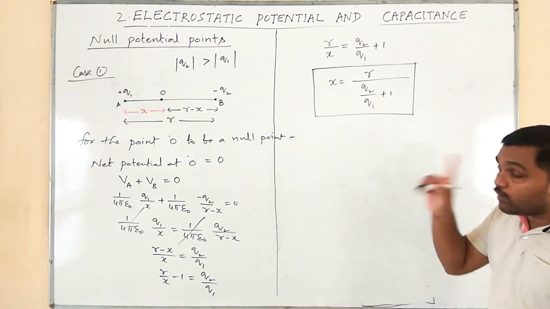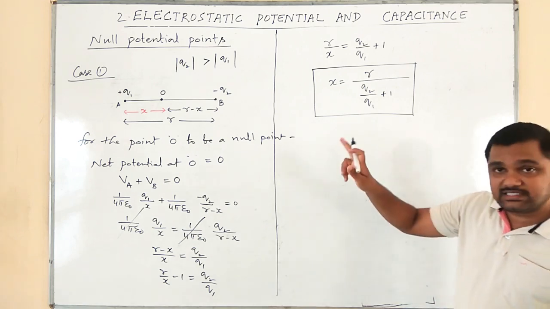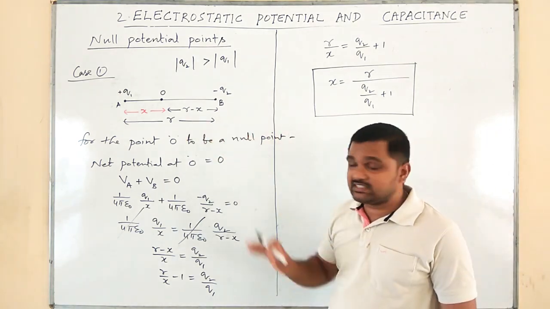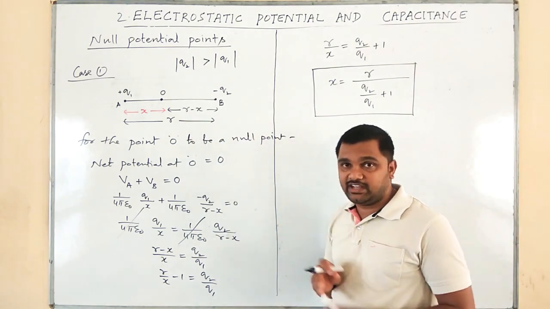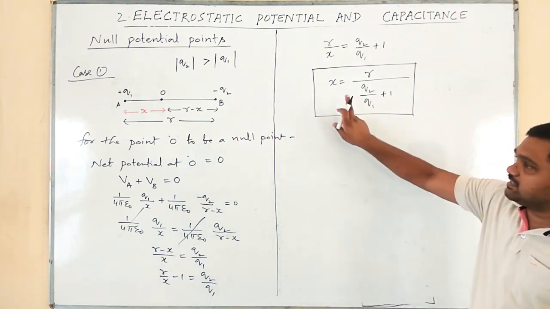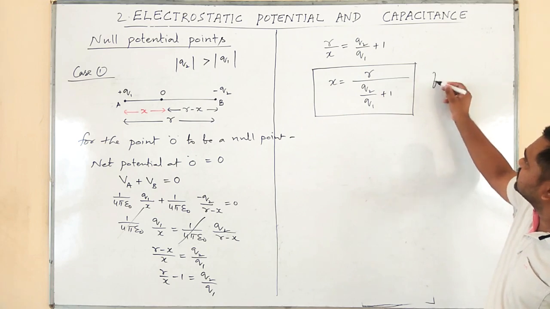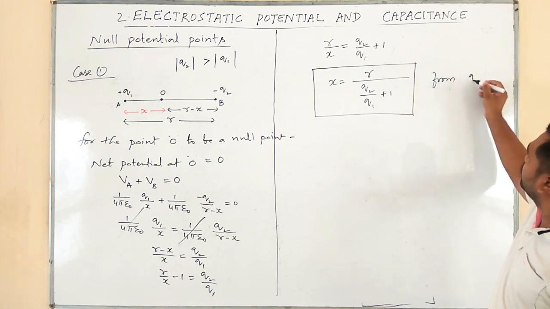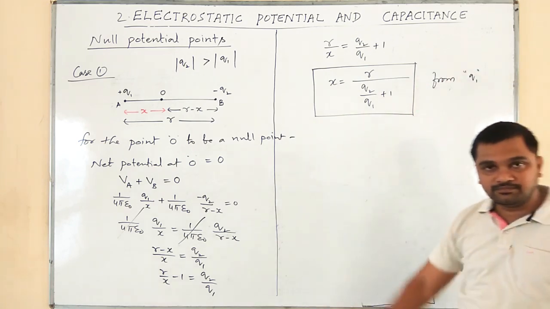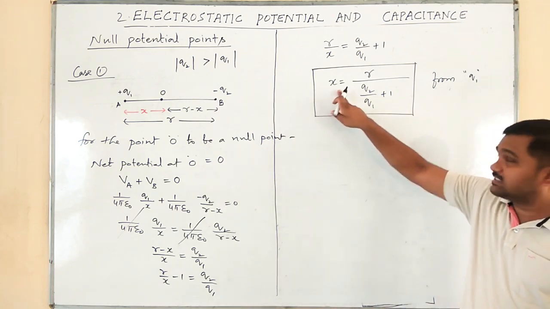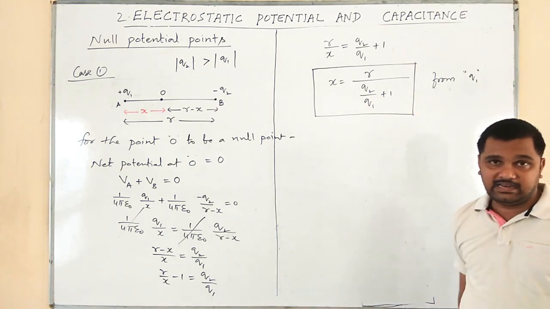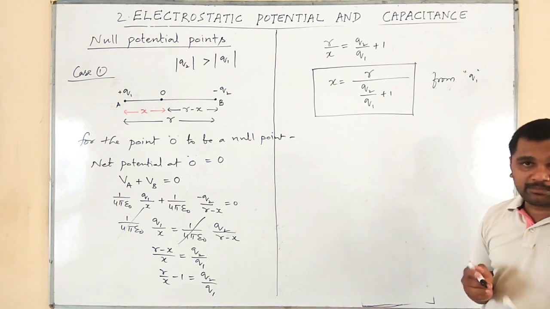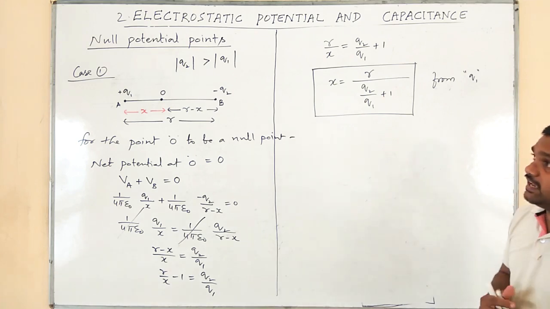So this is one null point which lies between the two charges along their line joining. Okay. See, this is the first null point, and this distance is from Q1. We have measured the value of X from Q1, like that. So this is case number 1. Let me repeat once again.